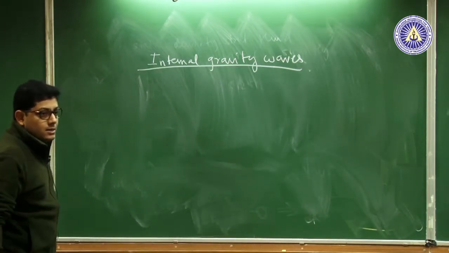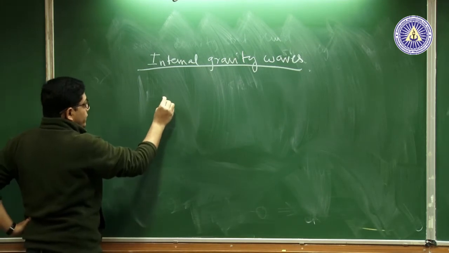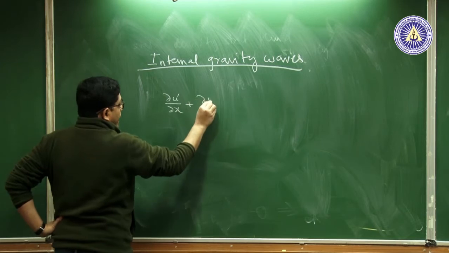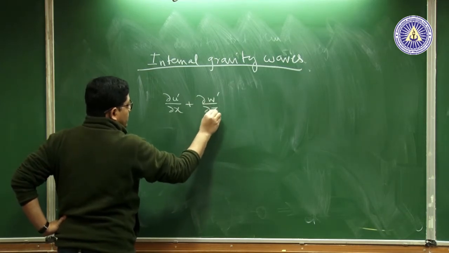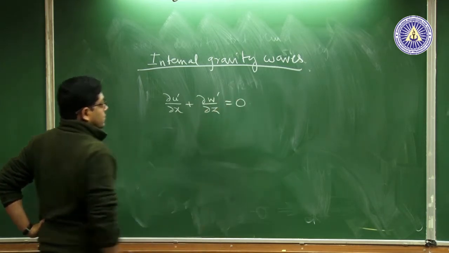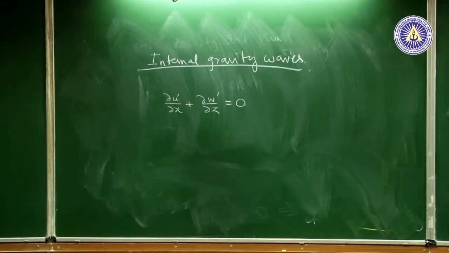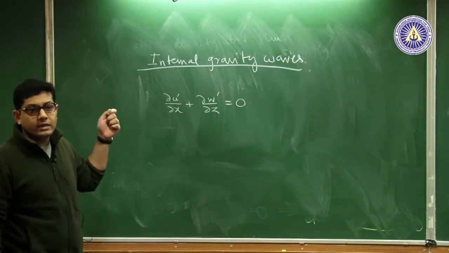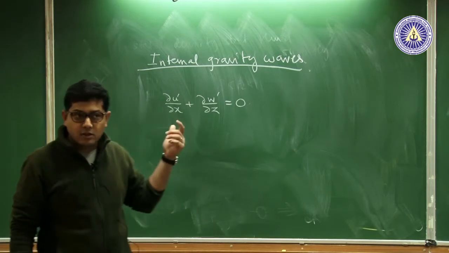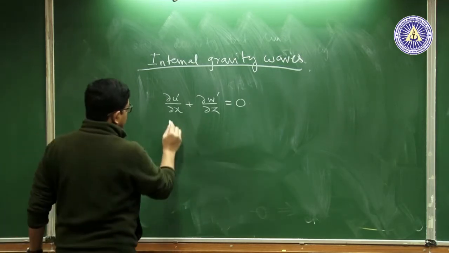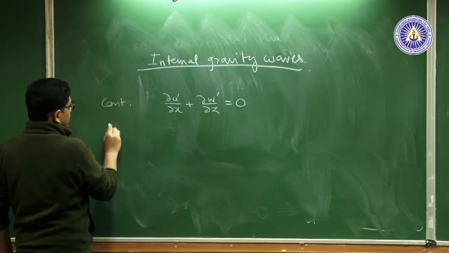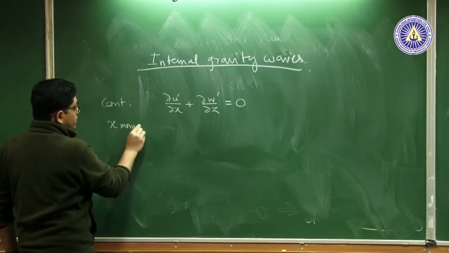And in the last class, we know that it satisfies the continuity equation. I am writing with prime as a continuation of the last class. So, these are my perturbations, and because there is no mean flow, everything here is u prime, w prime, these are all perturbation quantities. So, this is my continuity equation. What about the x momentum equation?